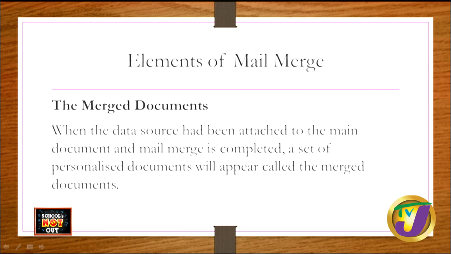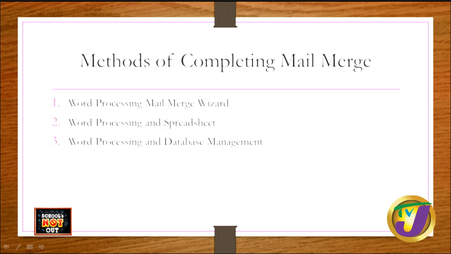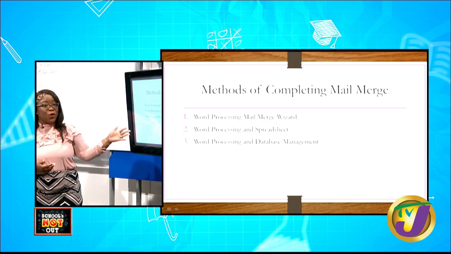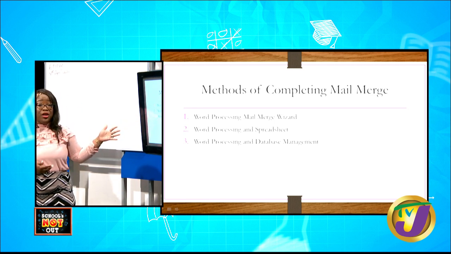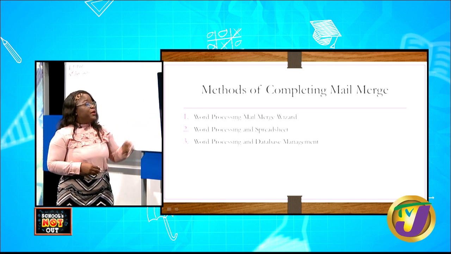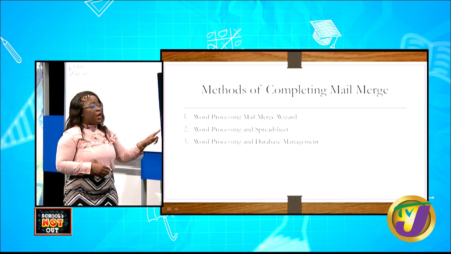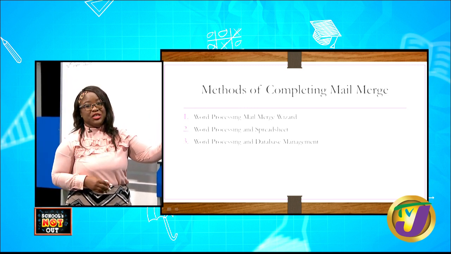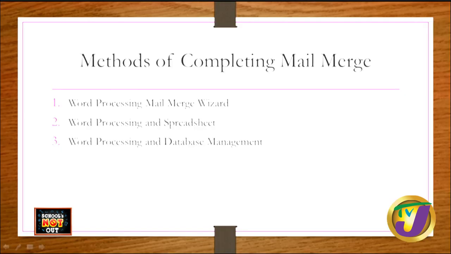All right, now here are the methods. These are 3 methods that we may use to complete mail merge, and the list goes on. We have other methods that are not included here, so this list is not complete, but these are the common methods that we really use to complete mail merge. All right, so in EDPM, we're going to be focusing on completing mail merge using the word processing tool along with spreadsheet. So these are the desktop publishing software that we'll be using today: word processing and spreadsheet. And if time allows, we may run through word processing and the mail merge wizard.